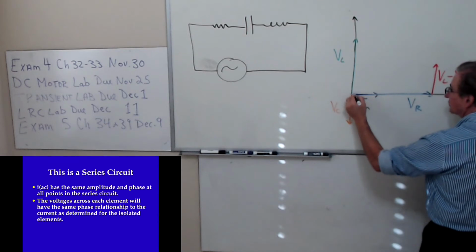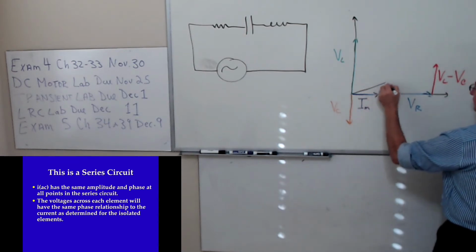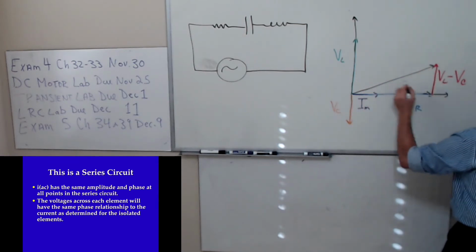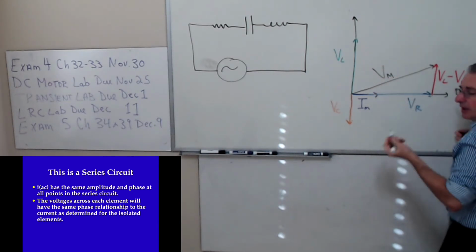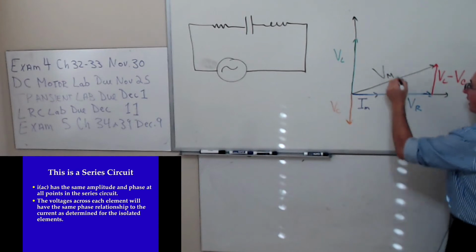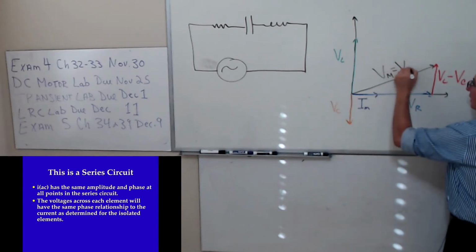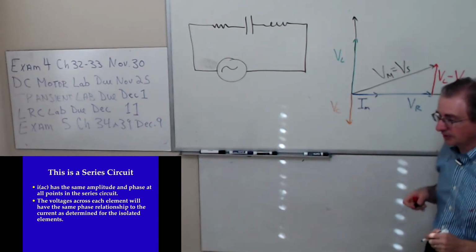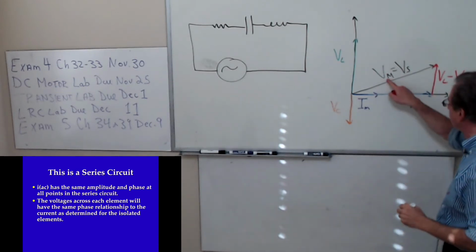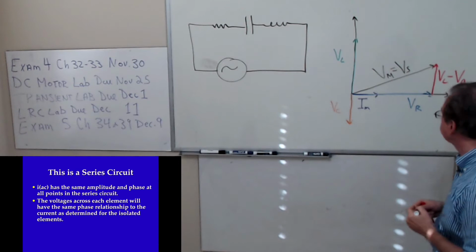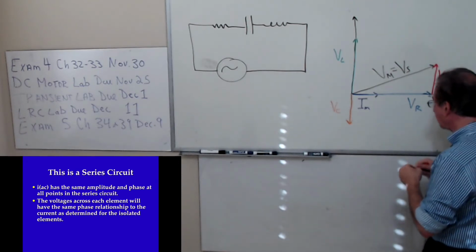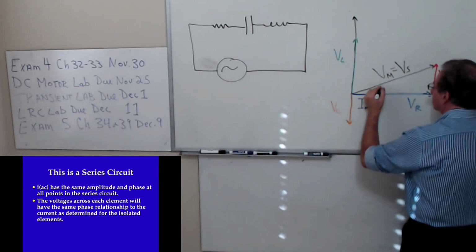And the sum of these two vectors, phasors, has to be equal to the power supply voltage. V sub m is the maximum value of the power supply voltage. That's why I write V sub m equals V sub s, just so you know that V sub m, the maximum voltage, is equal to the power supply voltage. And then the phase angle is phi.